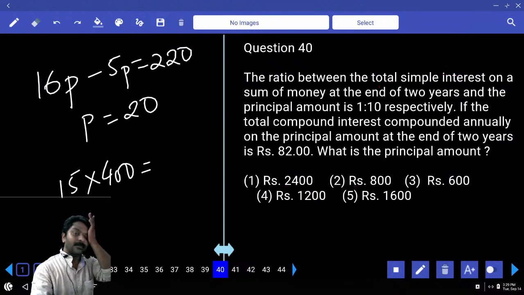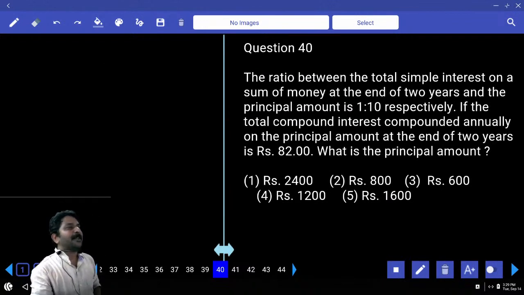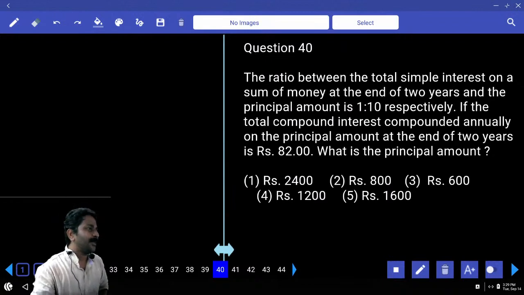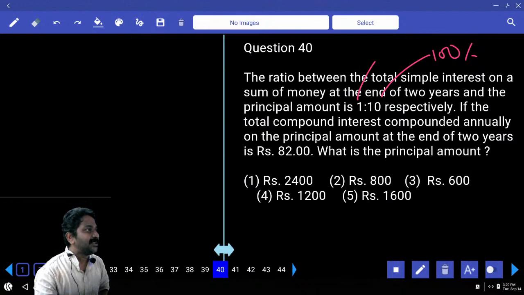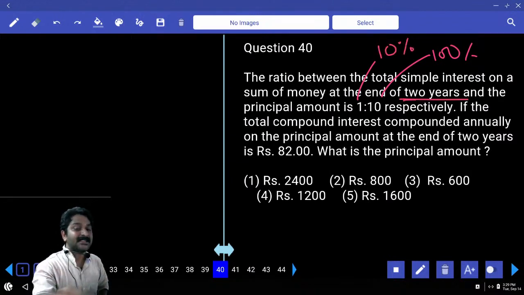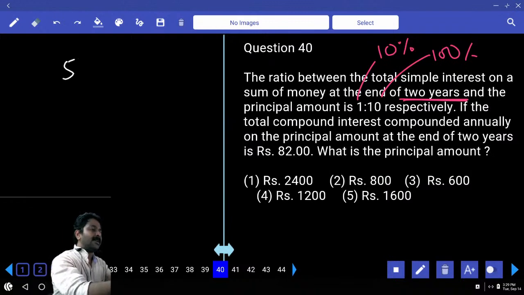Next. The ratio between the simple interest and the sum of money at the end of 2 years and the principal amount is 1:10. So principal is always 100% only. In terms of number of parts, how many parts is it? 10 parts. If 10 parts is equal to 100%, 1 part is 10%. Simple interest we got 10% in 2 years, so the interest percentage per year must be 5%.